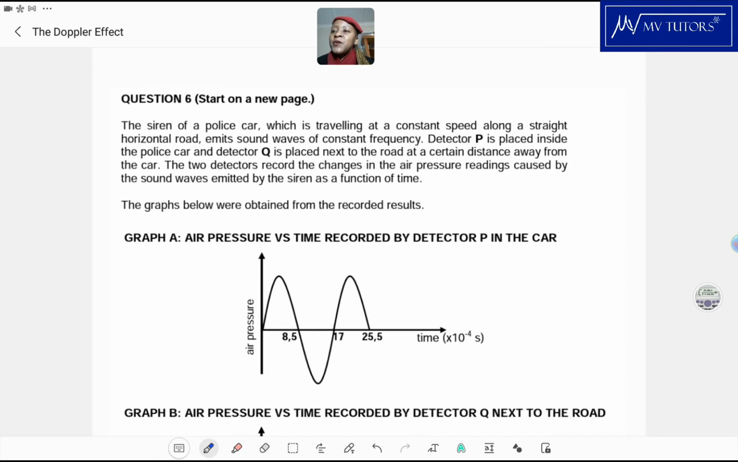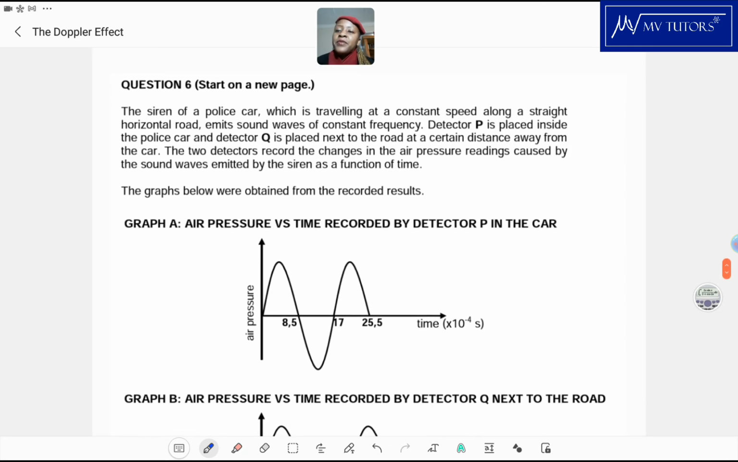Okay, so we have graph A. So there's detector in the car.